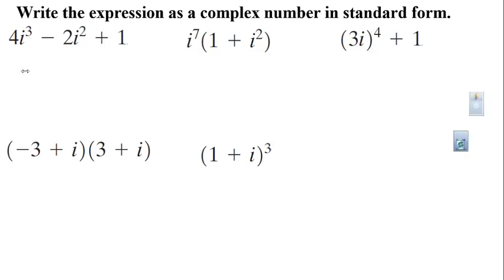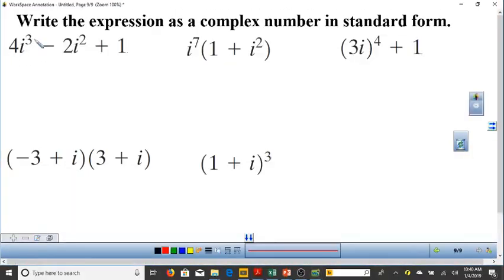So, first of all, i cubed. We know that i cubed is negative i. So this is 4 times negative i. And we know that i squared is negative 1. So we end up with negative 4i plus 2 plus 1, which in standard form is 3 minus 4i.